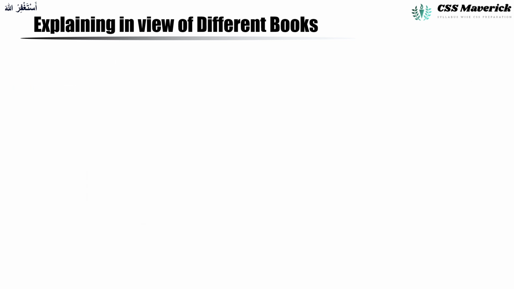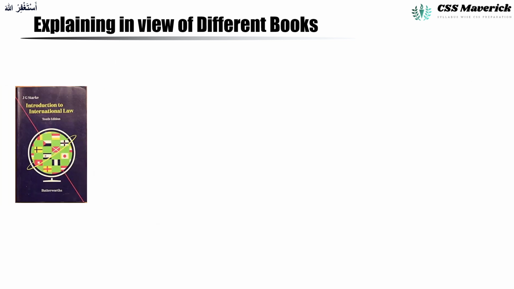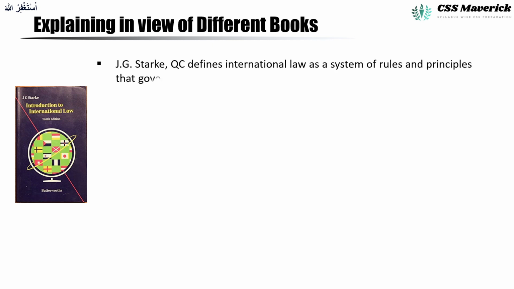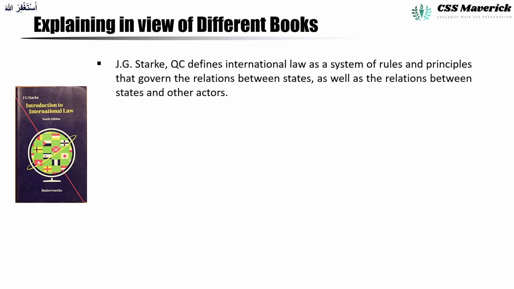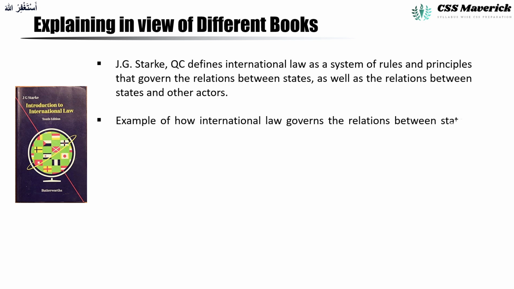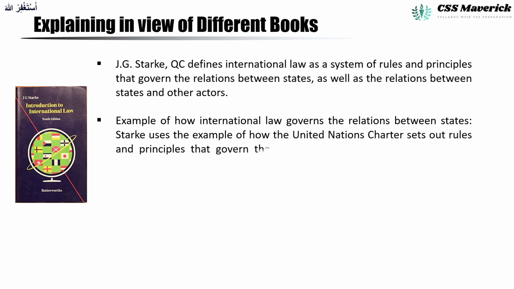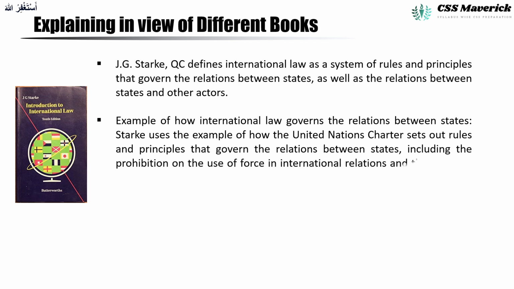Now, the fourth is Introduction to International Law by J.G. Starke. J.G. Starke defines international law as a system of rules and principles that govern the relations between states as well as the relations between states and other actors. Example of how international law governs the relation between states: Starke uses the example of how the United Nations Charter sets out rules and principles that govern the relation between states, including the prohibition of the use of force in international relations and the principle of the peaceful settlement of disputes.